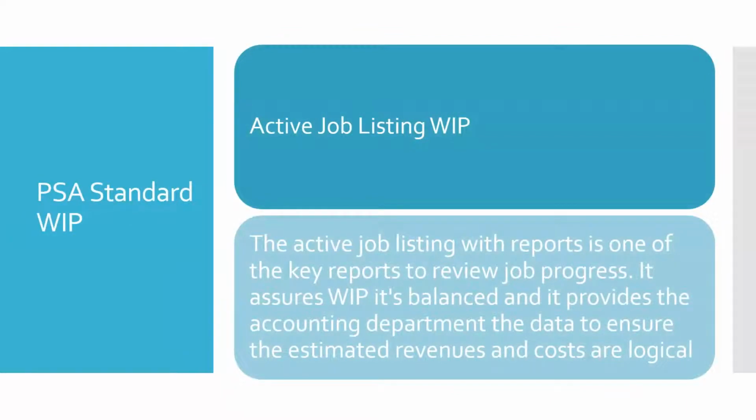During this demonstration, we'll be using the Active Job Listing WIP report. We will review before and after each WIP run to compare the differences and watch the calculations. This process is typically done for a group of jobs at once. However, today we are going to focus on one specific job so we can identify the changes as we move forward.